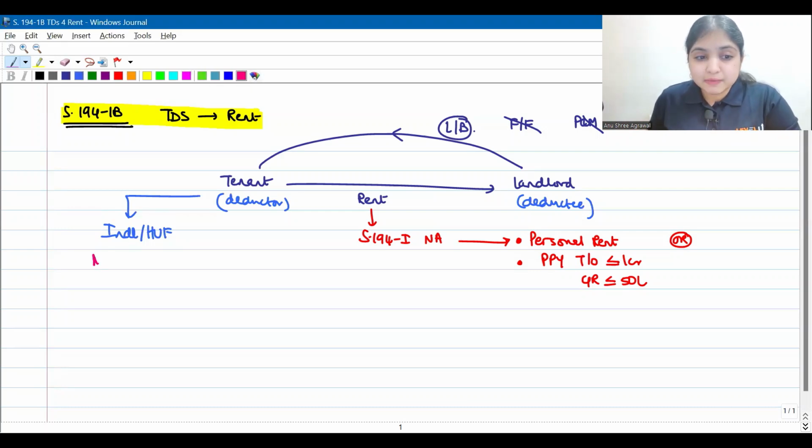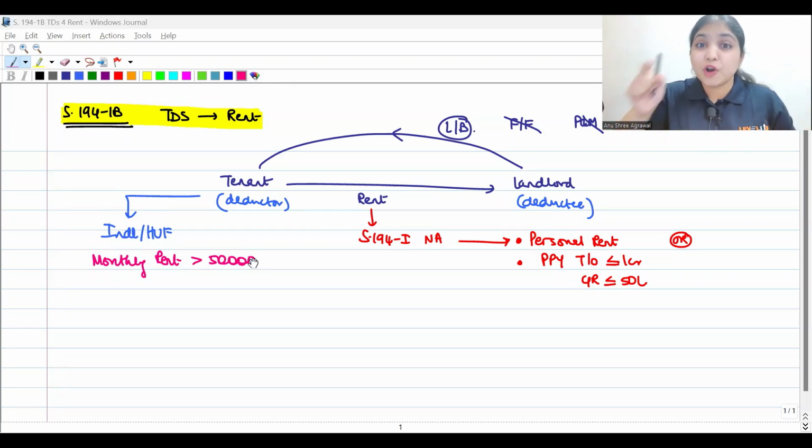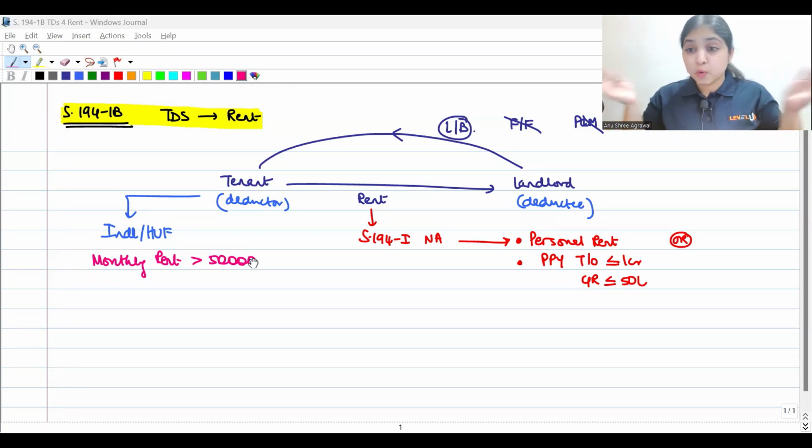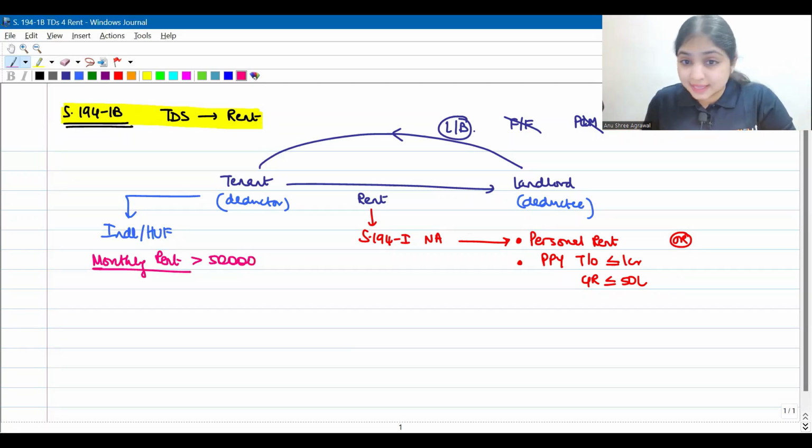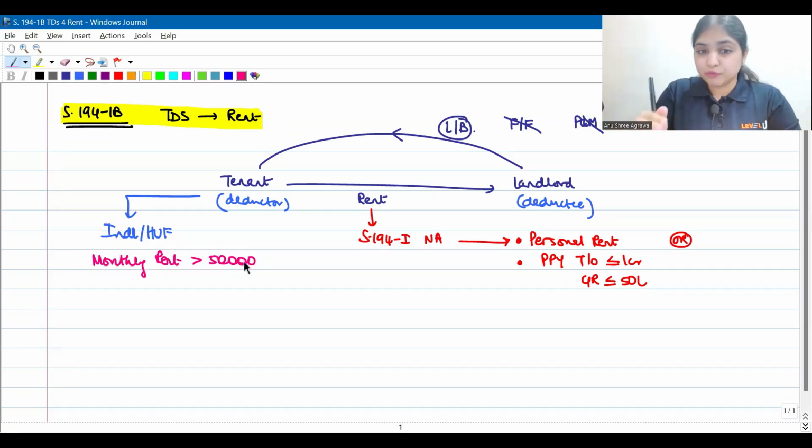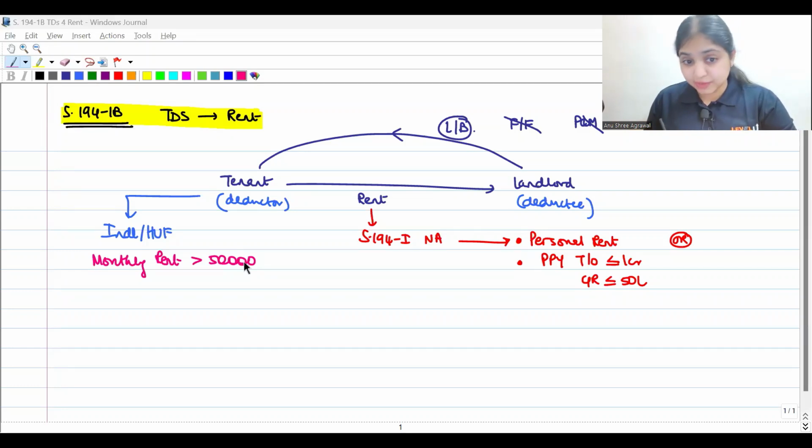See, 194IB will apply only if the monthly rent is more than 50,000. Please note, I'm not talking about aggregate rent. If you look at 194I, we say aggregate rent has to be more than 2,40,000. But in 194IB, I am not talking about aggregate rent. I am talking about monthly rent. Monthly rent has to be more than 50,000. Only then 194IB will apply.